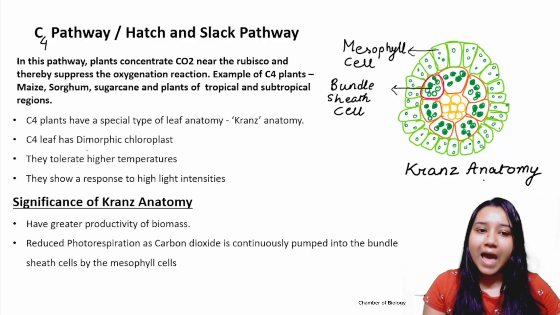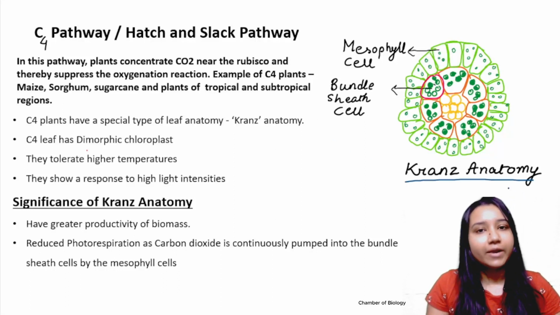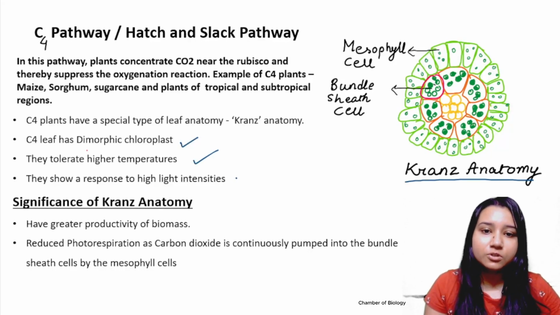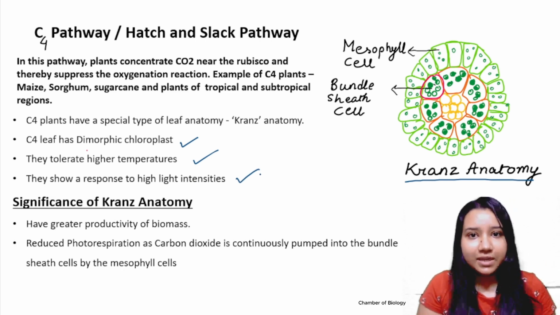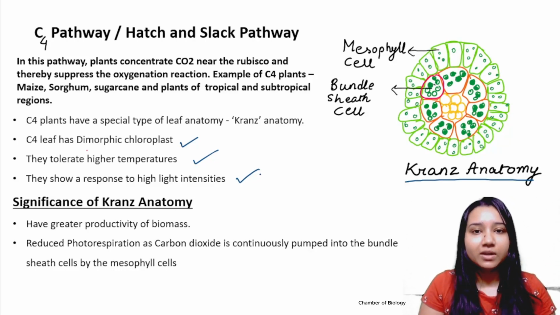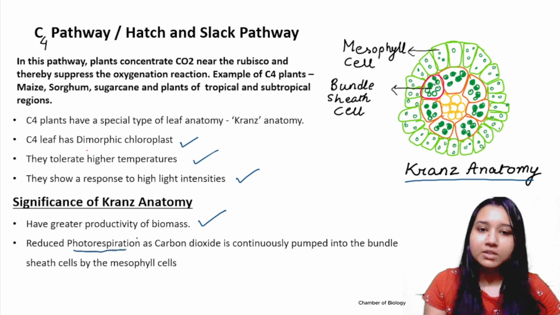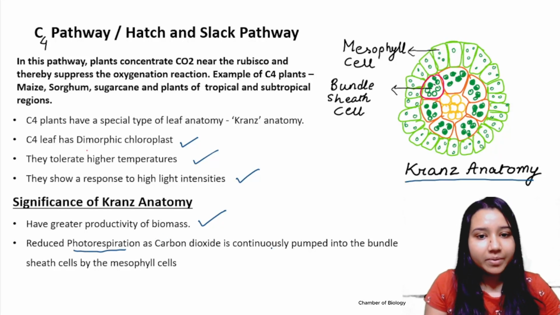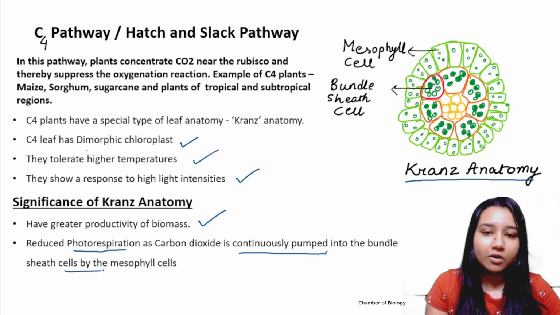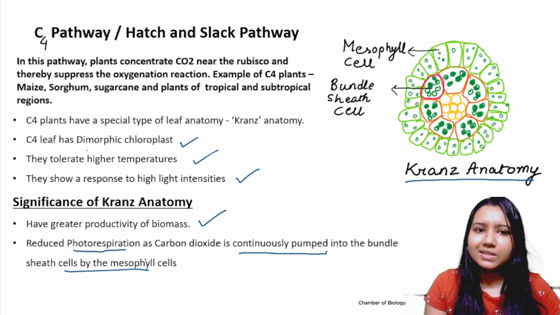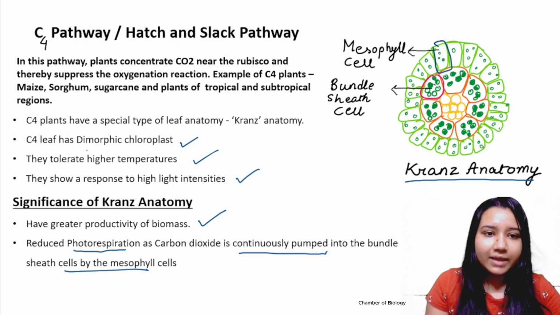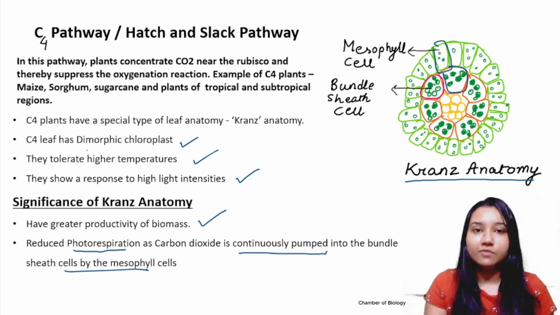Because they have an anatomy called Kranz anatomy, and they also have dimorphic chloroplasts, and they can also tolerate high temperature and show response to high light intensity. That's really great because they are living in a tropical and subtropical climate. So what is the significance of this Kranz anatomy? We can see greater productivity of biomass because there is no loss of carbon, right? And reduced photorespiration. Yes, that will be great. And why so? Because carbon dioxide is constantly pumped into the bundle sheath from the mesophyll. So we can see there is a mesophyll cell and there is a bundle sheath cell which is involved here.